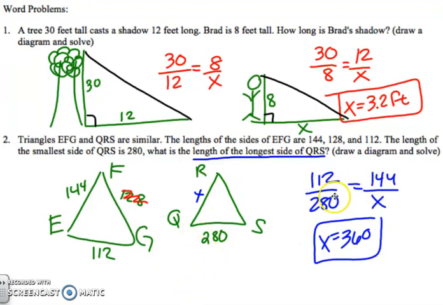Again, lots of different ways you could set it up. I said 112 over 280 equals 144 over x. Once you cross multiply and then divide by 112, you should get 360. Don't freak out, because that is the outside of the shape, which can be more than 180 degrees. So that's how you prove whether two triangles are similar.